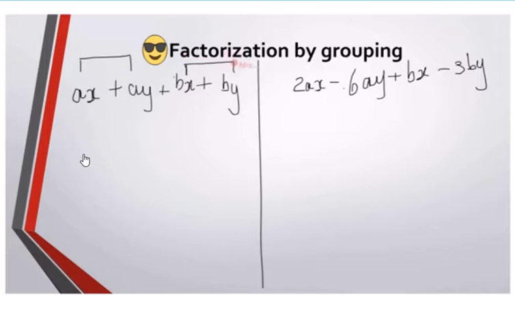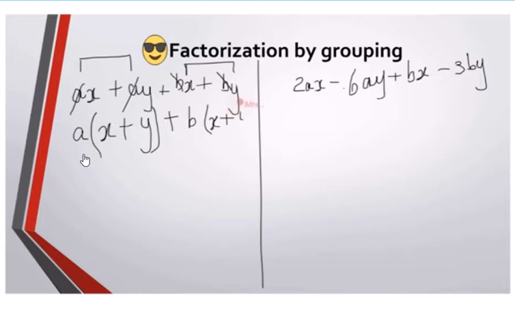Great. What's common in our first pair? A is common, so we're going to factorize out A, and whatever we factorize, we're going to put on the outside. And then we're going to put what remains in brackets. That's how we factorize by grouping, okay? Let's continue. What is common in the second pair? B. Excellent. So we take out B, and in brackets we put what remains. What remains? X plus y.